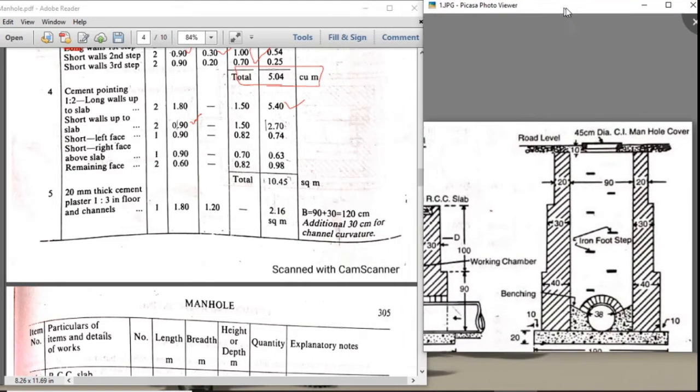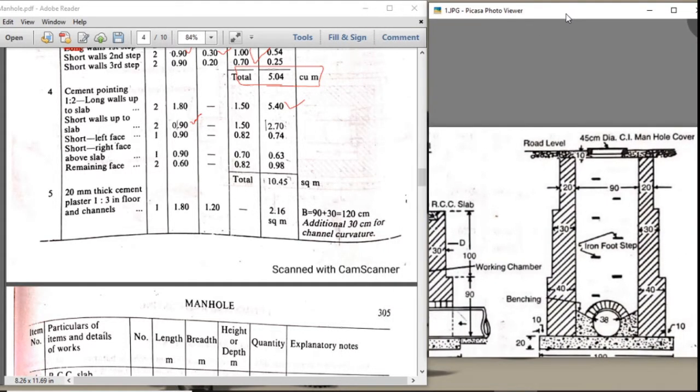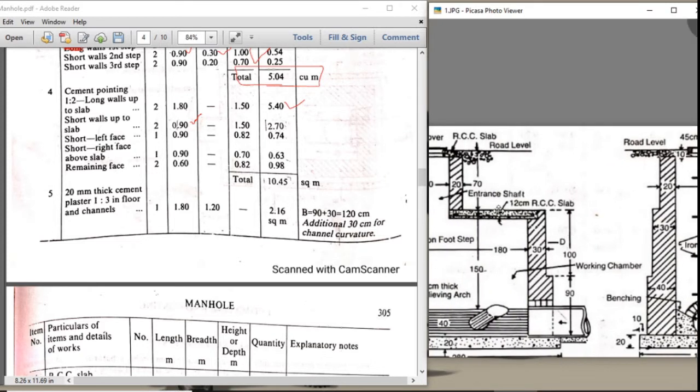We did this value for long walls. The pointing work is done for long walls. Similarly, as we did in the brickwork, same. Short walls, left face 0.90, 0.82. What is this 0.82? This 0.82 is including the RCC slab, 70 plus 12 centimeter. 70 plus 12 centimeter, that is 82 centimeter. So 0.82 meter. So multiply it, 0.74.